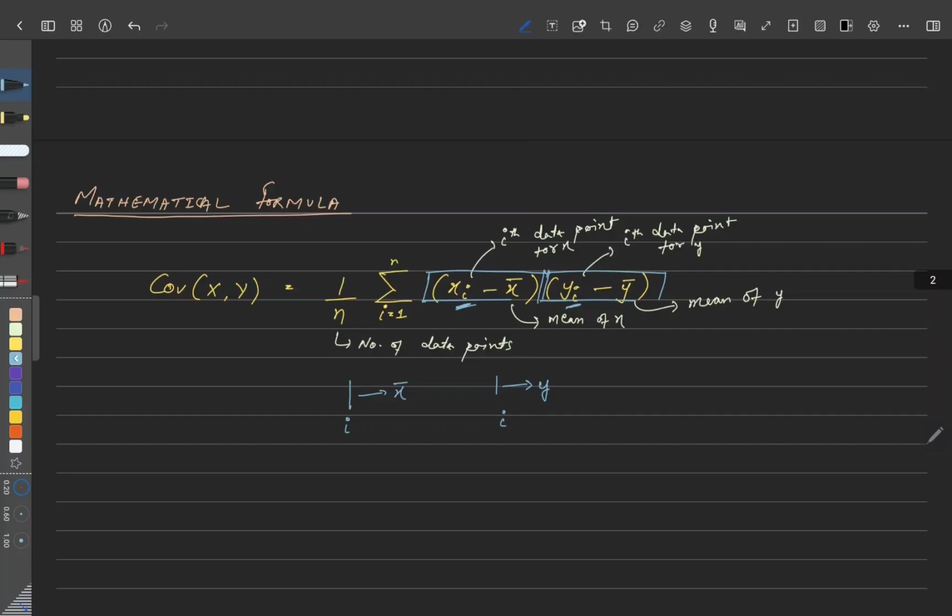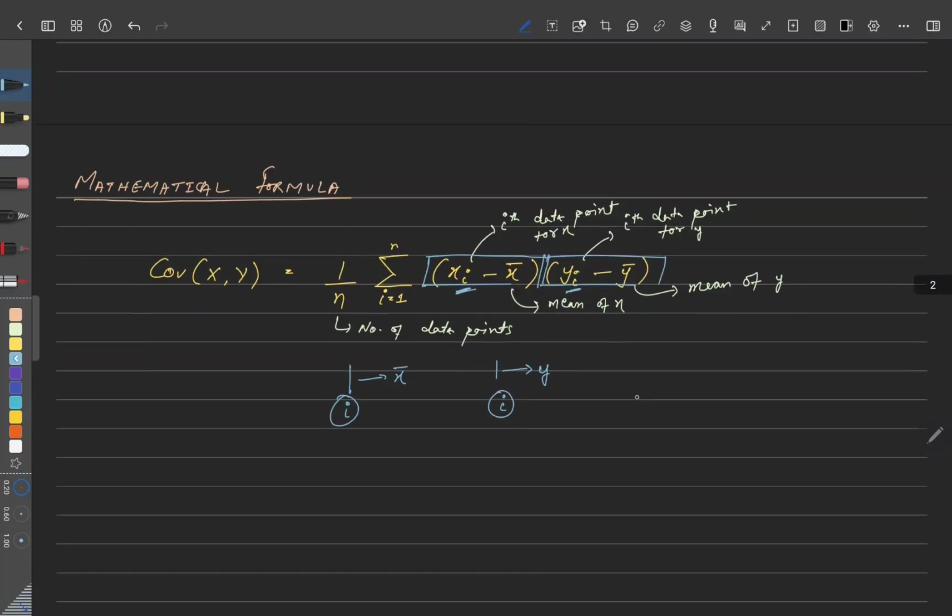Now this is basically telling us how these two points are varying from their means, given the same i. If they both are going up, if one is going down and one is going up, if both are going down, or if this one is going up and this one is going down, this is what this will tell us. So which means that, for example, for xi minus x bar, we might get something negative.